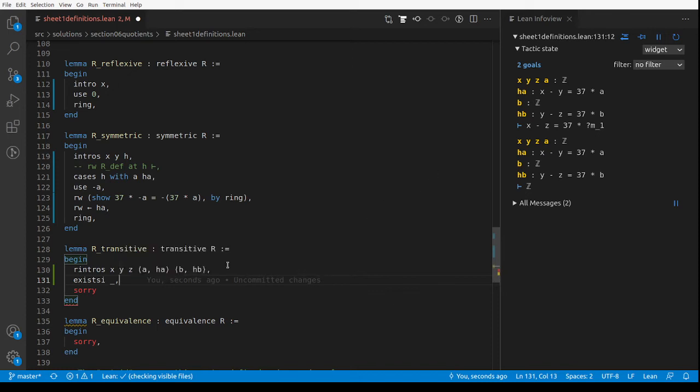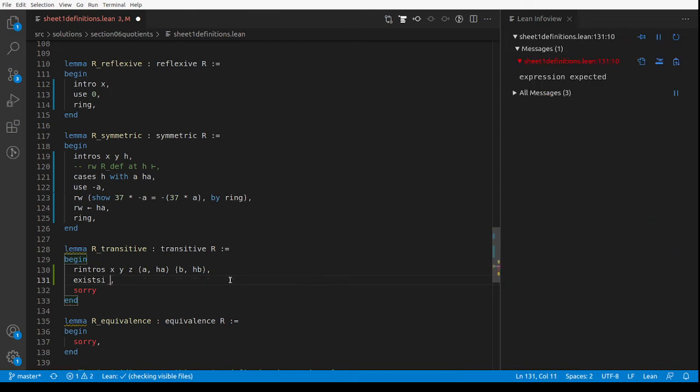Which means we haven't filled it in. Do you see we've got a dodgy goal now? We've got a goal that isn't a true-false statement. So we're missing an integer, and that's that integer there. So x minus y is 37a, y minus z is 37b, and we've got to prove that x minus z is 37 something. And I guess adding the equations, we see that this is a minus b.